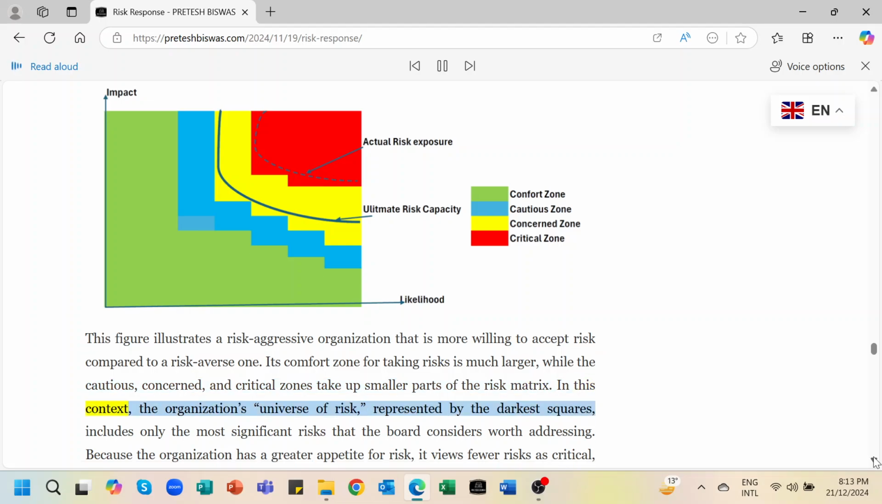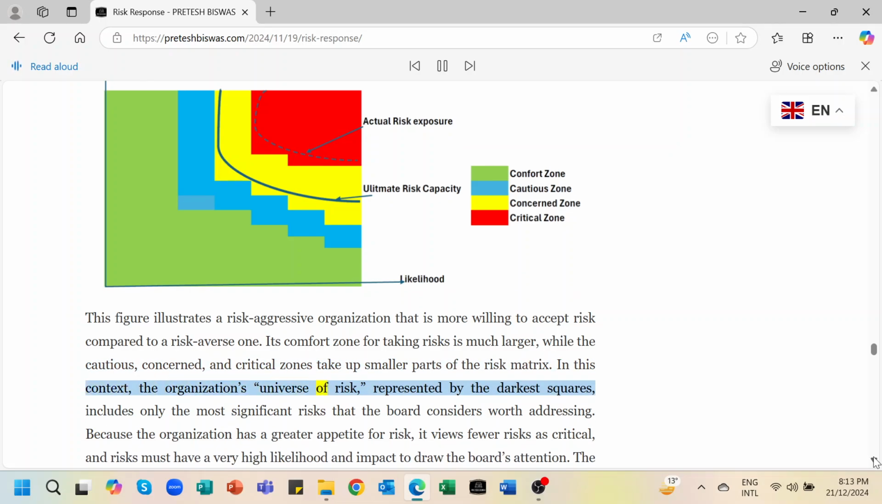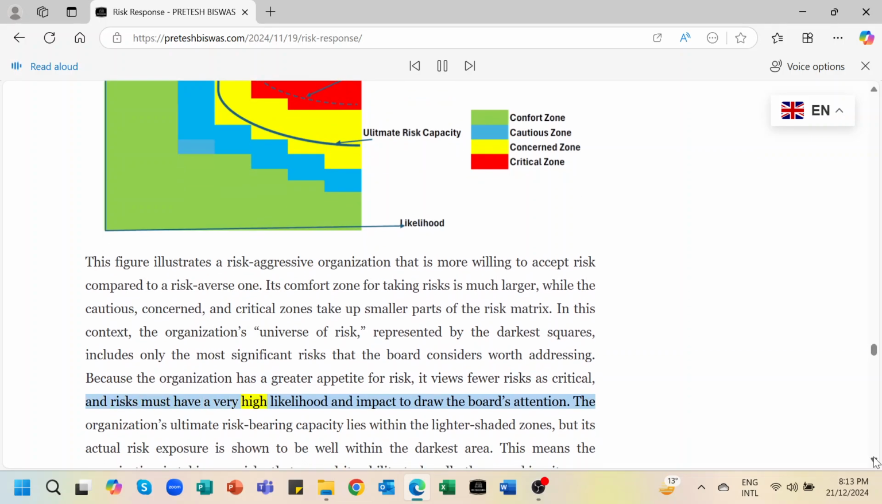In this context, the organization's universe of risk, represented by the darkest squares, includes only the most significant risks that the board considers worth addressing. Because the organization has a greater appetite for risk, it views fewer risks as critical, and risks must have a very high likelihood and impact to draw the board's attention.